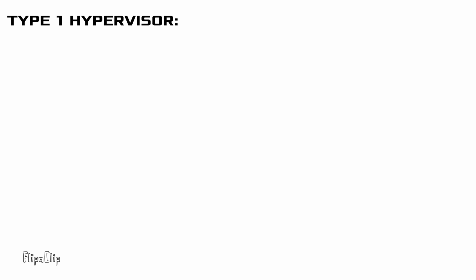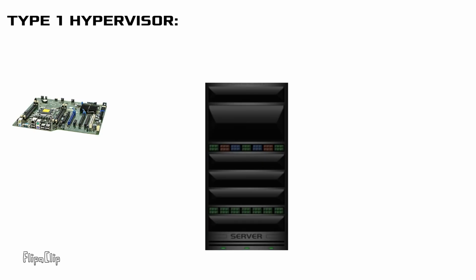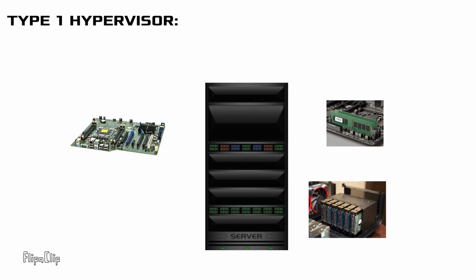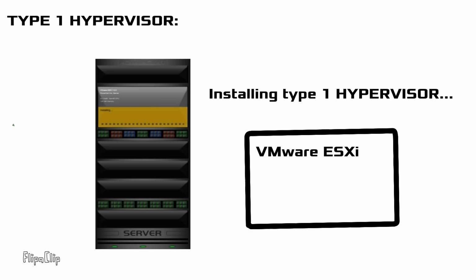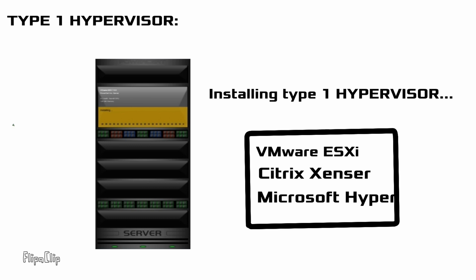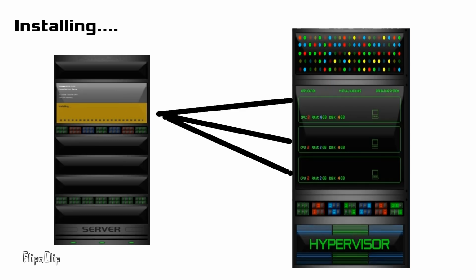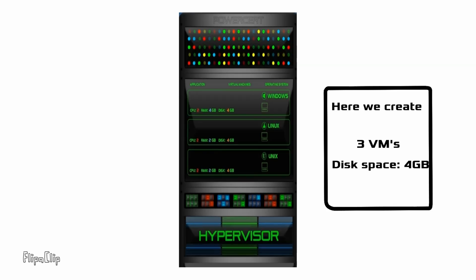For example, for Type 1 hypervisor, we have a server which consists of a motherboard, CPU, RAM, storage, etc. Installing a Type 1 hypervisor on it. Examples of Type 1 hypervisor software are VMware ESXi, Citrix XenServer, Microsoft Hyper-V, etc. While installing, we can mention how many VMs are needed, disk space, etc. Here we create 3 virtual machines on the server, allocate some space, etc. So we can run any application with any OS on each of these virtual machines.